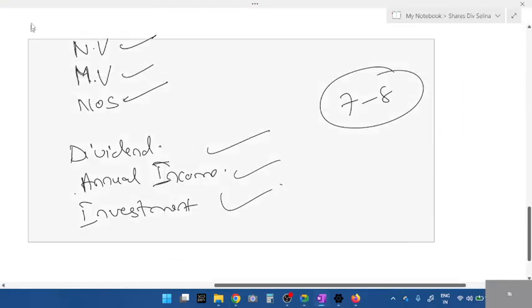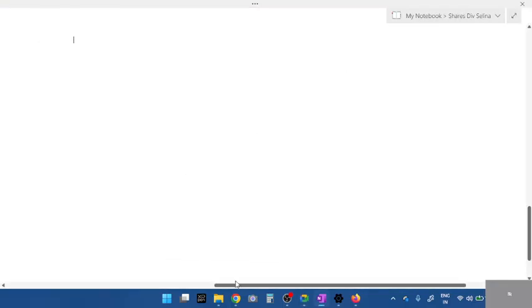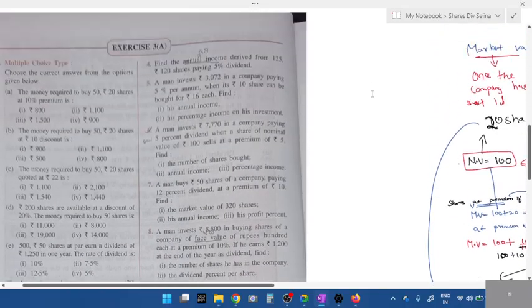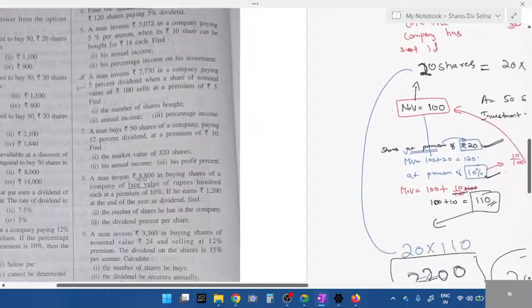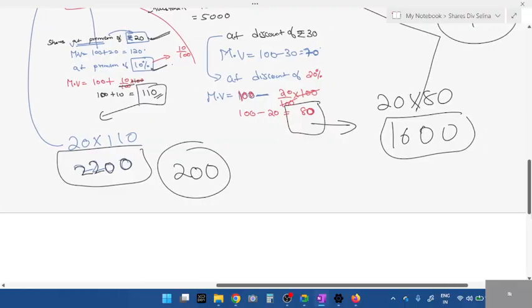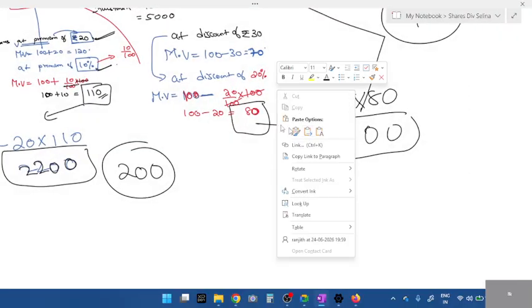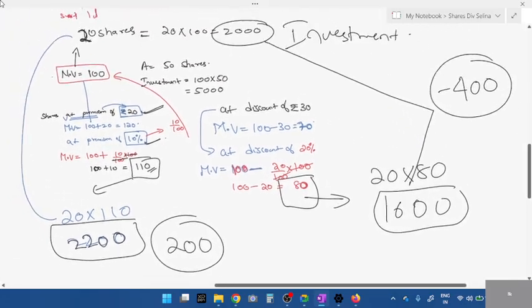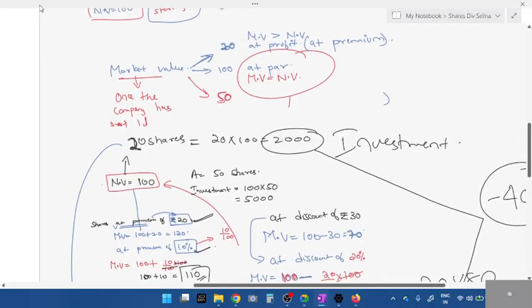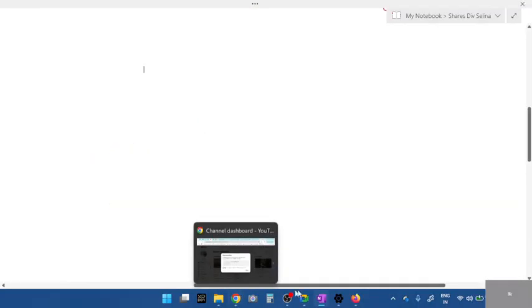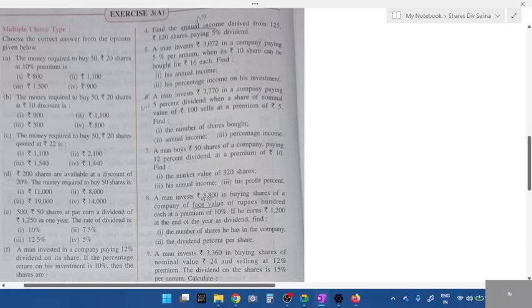Just practice, students. Any of them I've done. So only one type of question is still pending, that is, what we call investment or sale proceed, where they'll merge two questions together. Only that type is left. So keep solving.